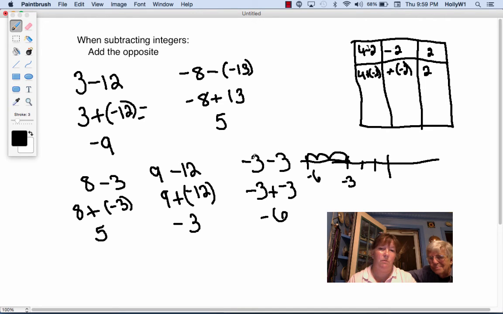Also, I had students say, well, but that's a double negative. The double negative has to be in a row like this. This is the subtraction, and the next integer is a negative. It's not here and here. It has to be right next to each other. So that is how you subtract integers.